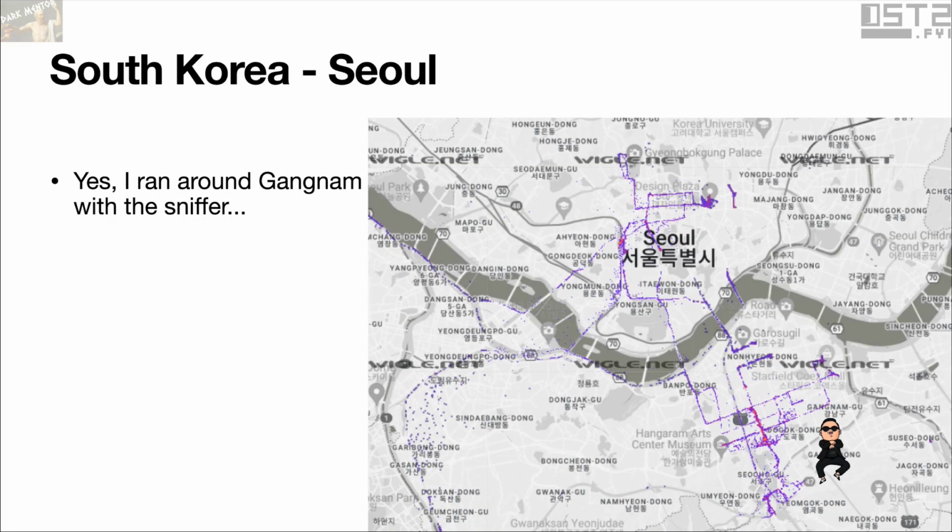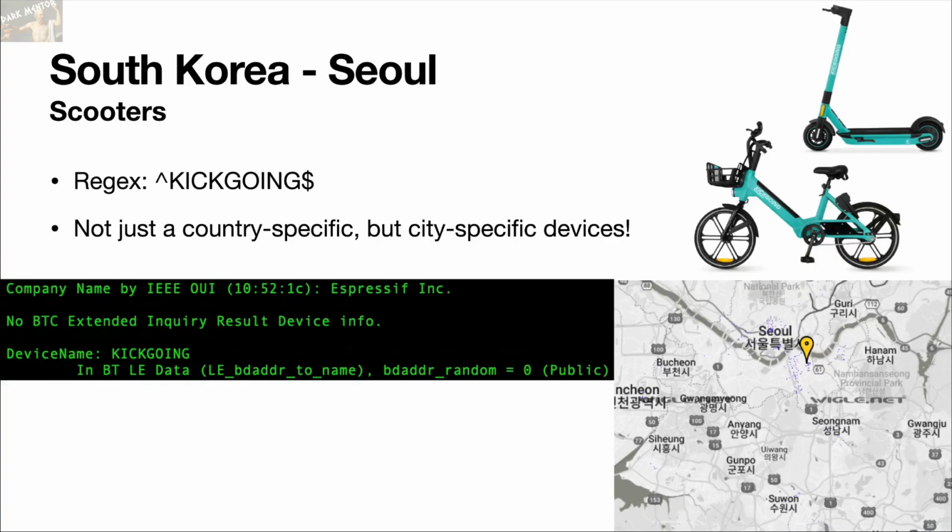So in Seoul, I'd already been to a lot of the touristy stuff in the past, but I figured it'd be good to run around and collect some data in Gangnam, just because you never know what kind of new and interesting devices they might have there. One of the types of scooters you can only find in Seoul, not even the rest of South Korea, not anywhere else in the world, is called Kickgoing. So it advertises as just plain Kickgoing.